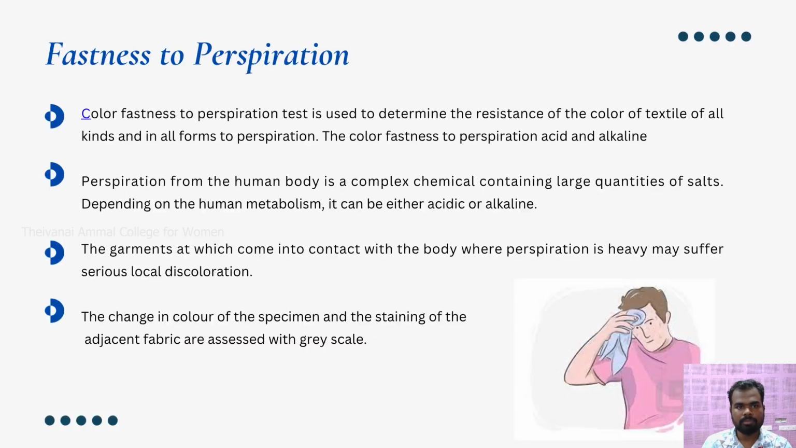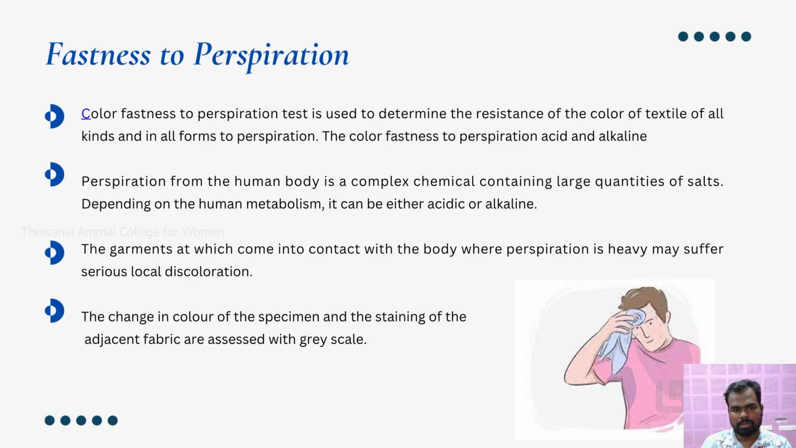Next one is color fastness to perspiration. It is the test to determine the resistance of the color of a textile to all kinds of perspiration. It is based on two methods: one is acid and the other is alkaline. The human body has these two conditions, and with that we see how the textiles react with respect to color fastness.